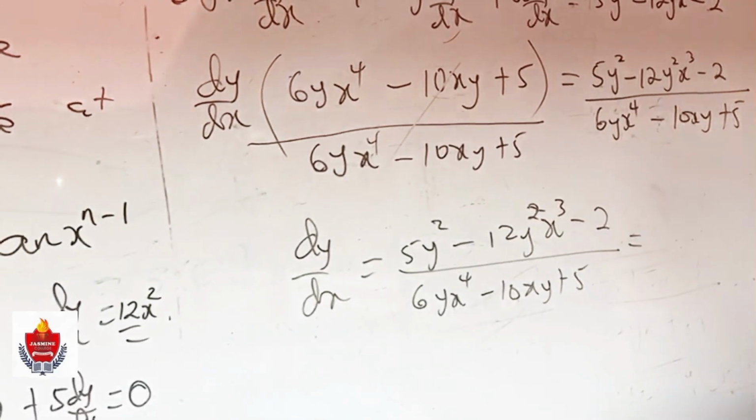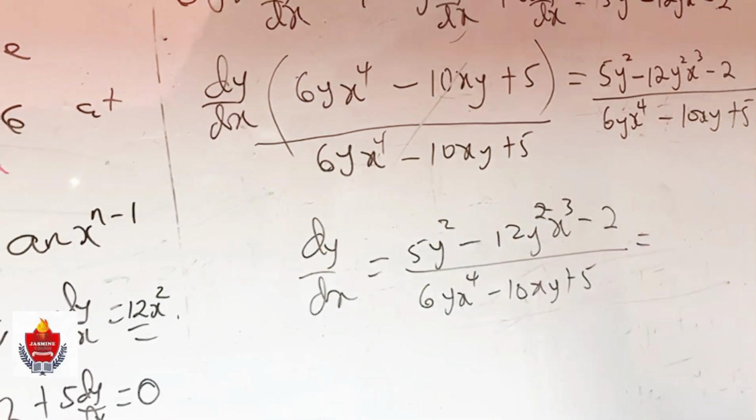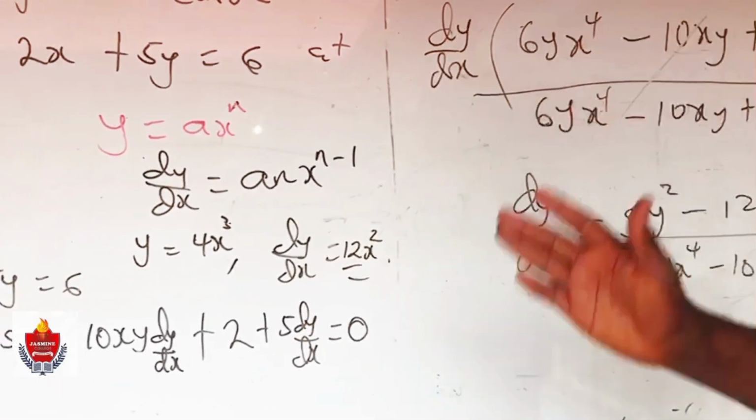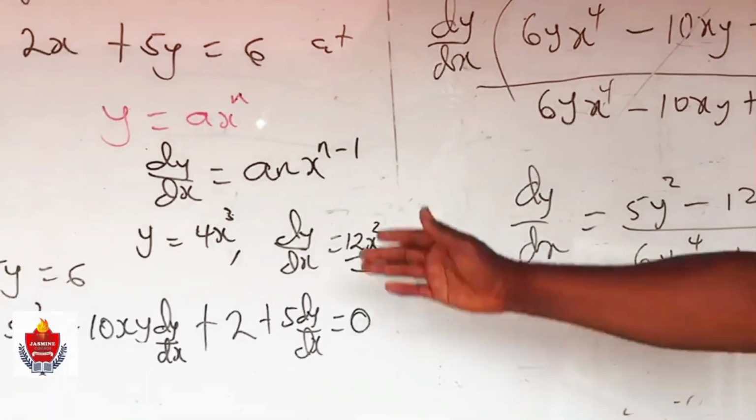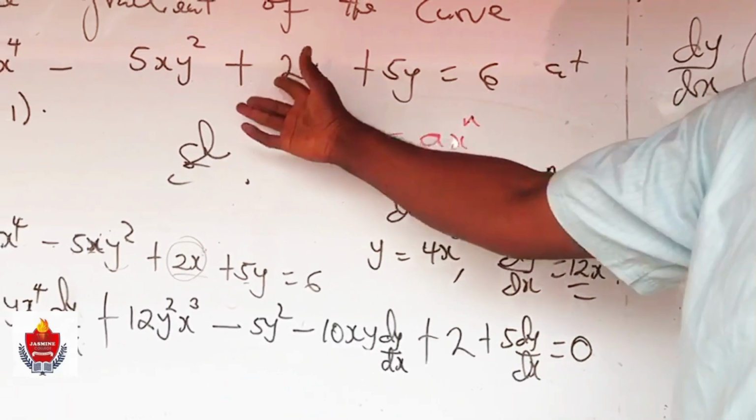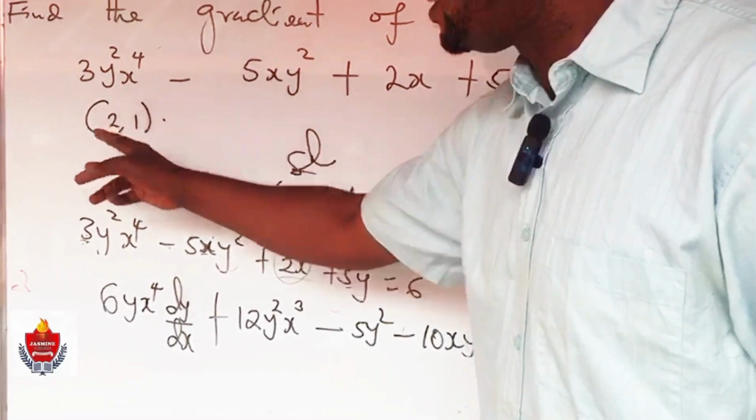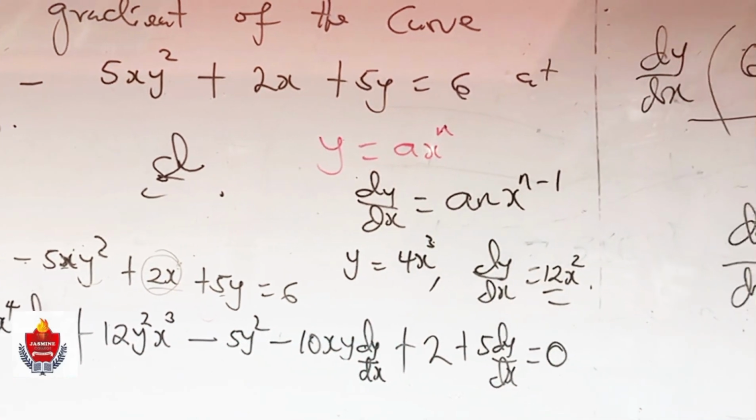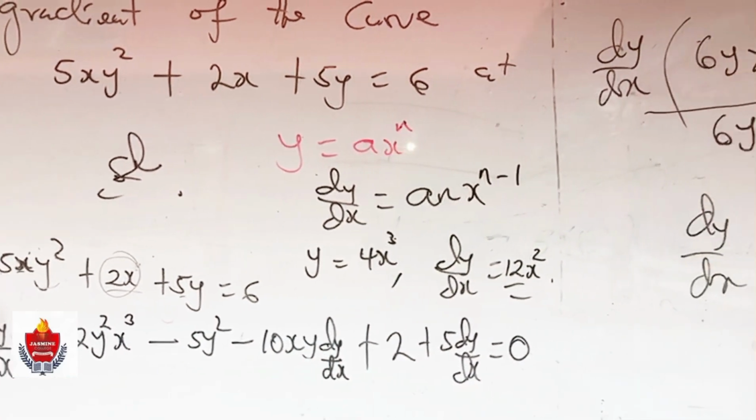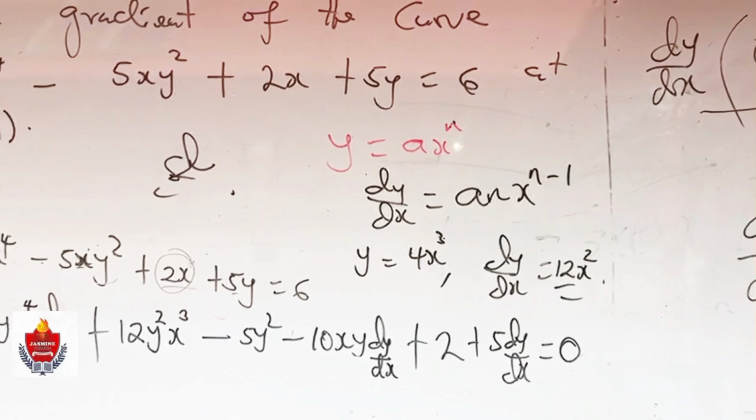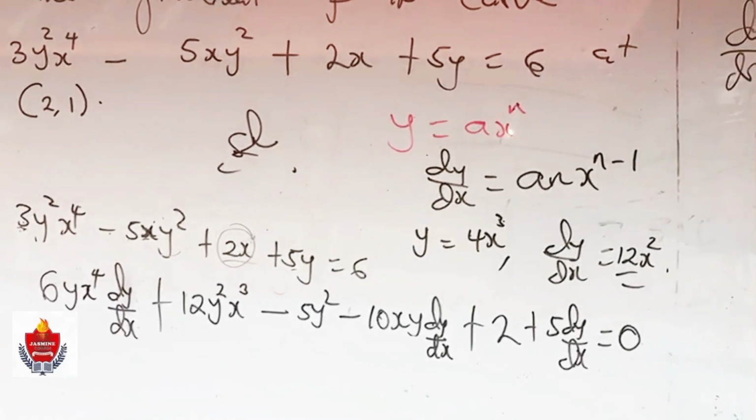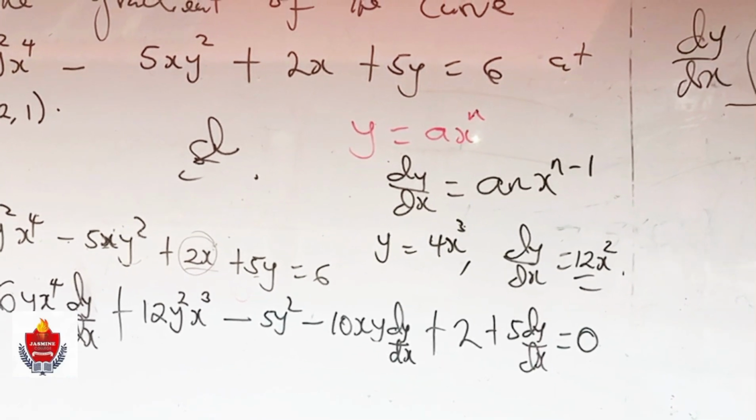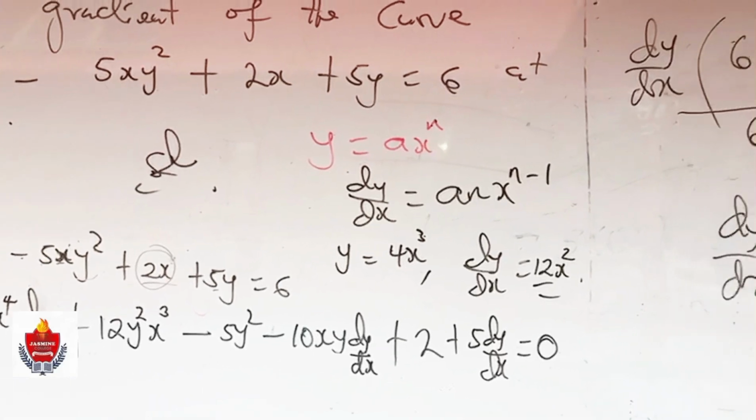And then from here, we have our answer. Don't forget that the question has conditioned us to derive our gradient at (2, 1). Please always note that finding gradient in differential calculus is finding dy/dx. So to find gradient is to find dy/dx.